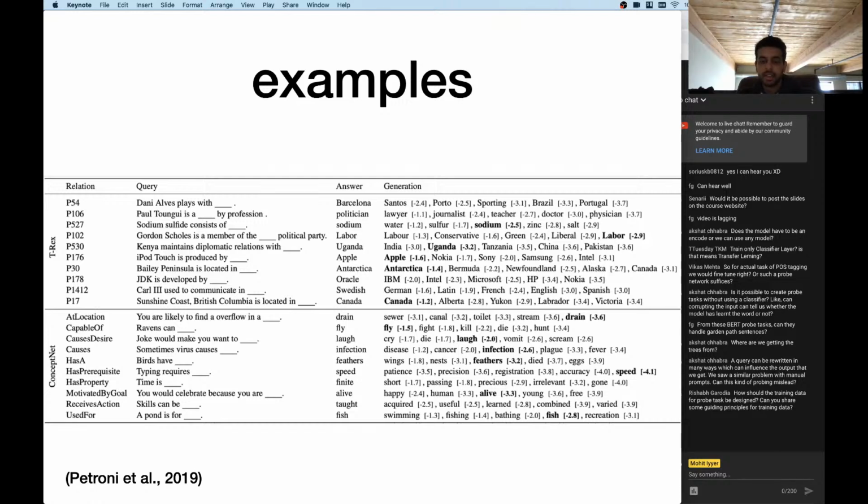There are probe tasks for which there are huge training data sets. There are probe tasks for which there are small training data sets. I don't think there are any guidelines on how big something has to be, but at least the data should be high quality.